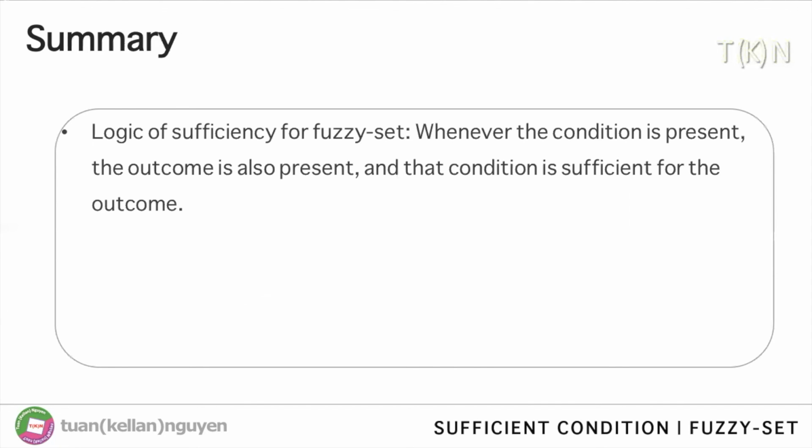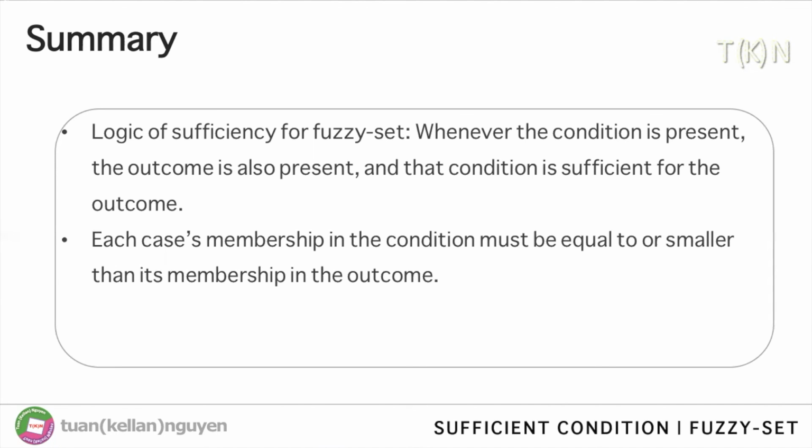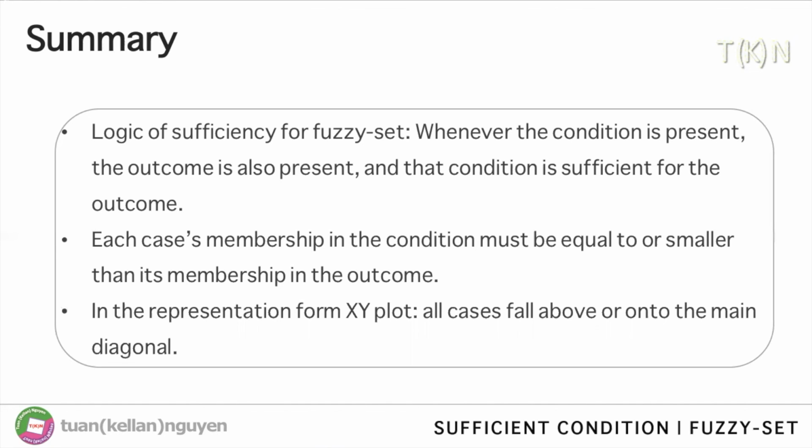As the final note, we need to mention again the logic of sufficiency for fuzzy set. Whenever the condition is present, the outcome is also present, and that condition is sufficient for the outcome. Each case's membership in the condition must be equal to or smaller than its membership in the outcome. And in the XY plot representation, all cases should fall above or onto the main diagonal.